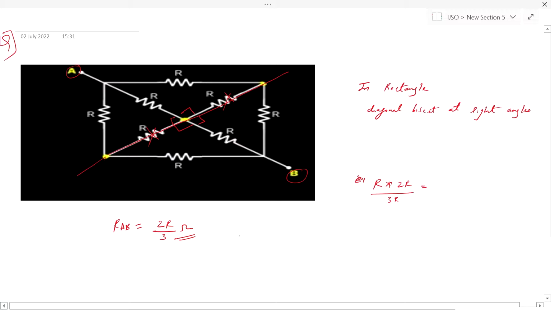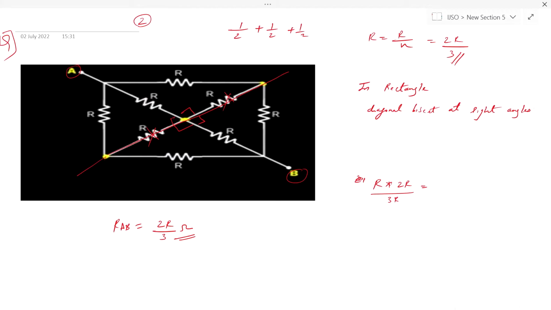See, if there are three resistances of 2 ohms which are in parallel, the formula is like this: R equal to R by N. In this case, it's 2R, 2R, 2R which are in parallel. So it's 2R by 3. Is it 3R, the answer? 2R by 3, na? Final answer only, it's 2R by 3.